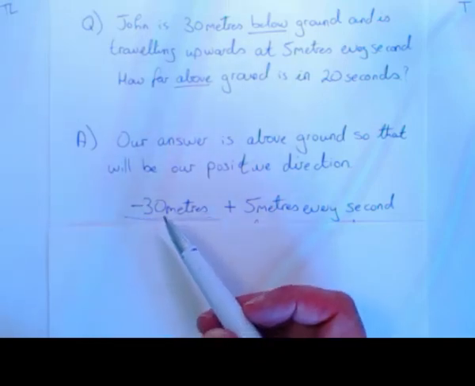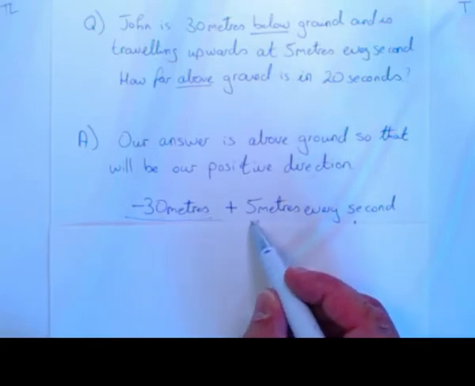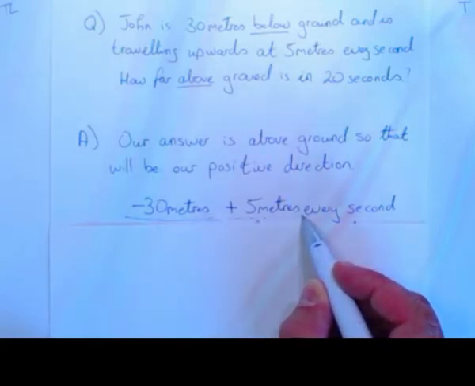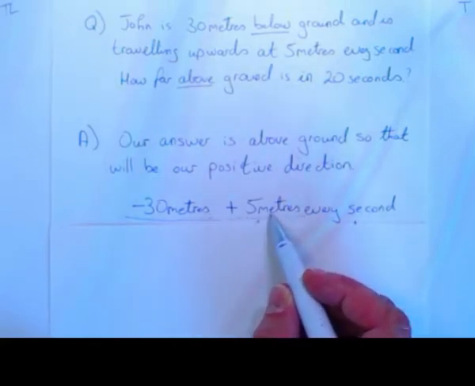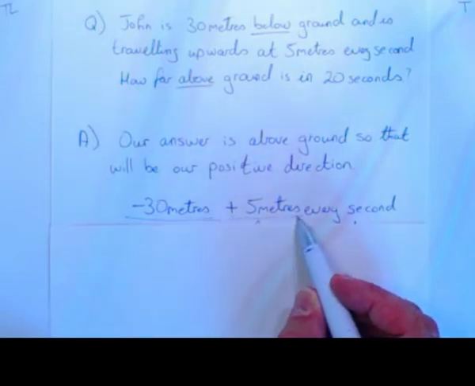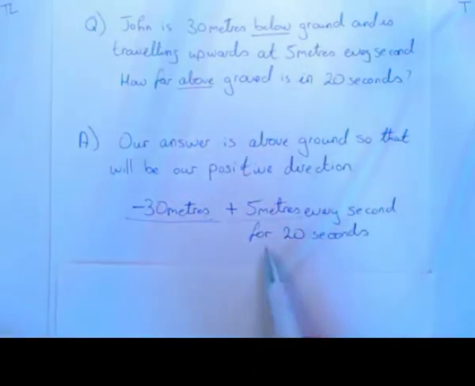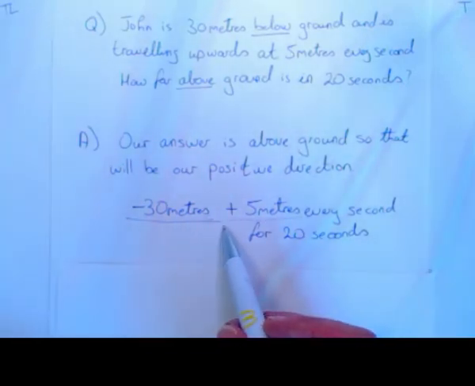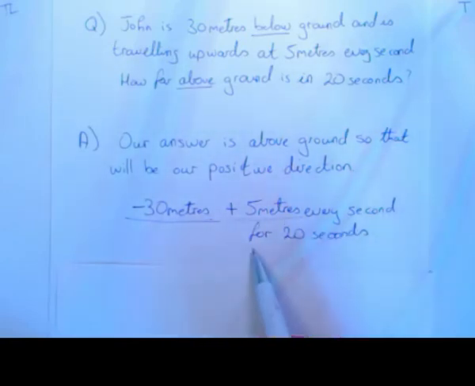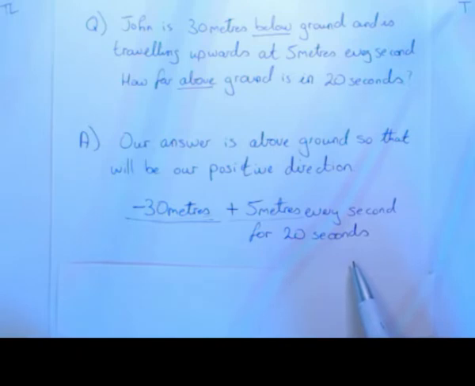So he's traveling upwards at 5 meters every second. So after 1 second, he's gone up 5 meters. After 2 seconds, he's gone up 10 meters. After 3 seconds, he's gone up 15 meters, and so on for 20 seconds. So how do you work out a question like this? We've got minus 30 meters plus 5 meters every second for 20 seconds. And of course, you already know that means you're going to be multiplying the 5 by the 20.